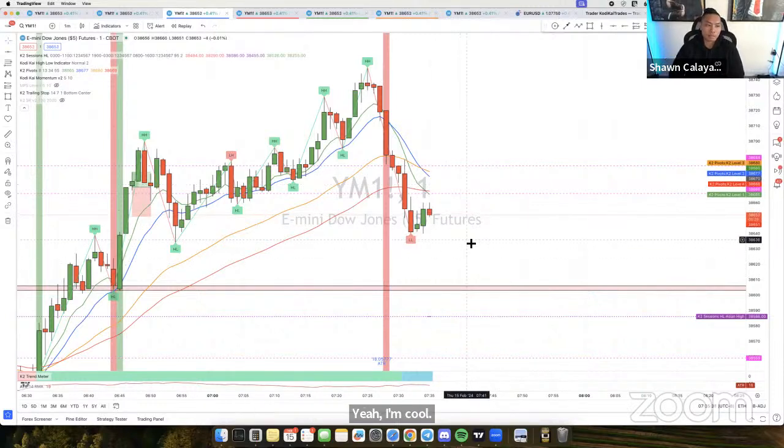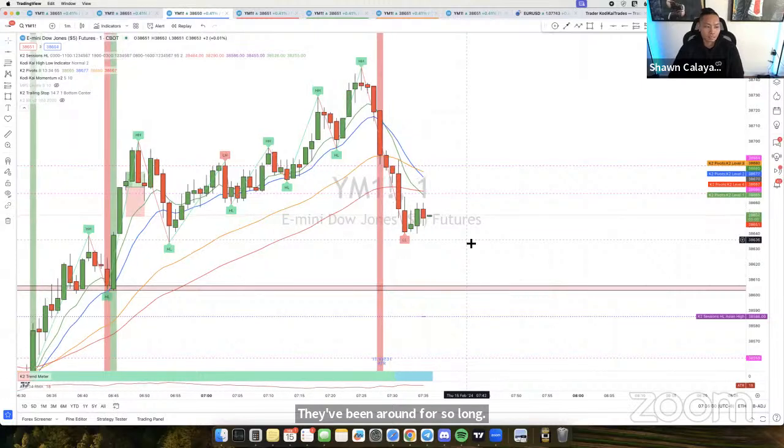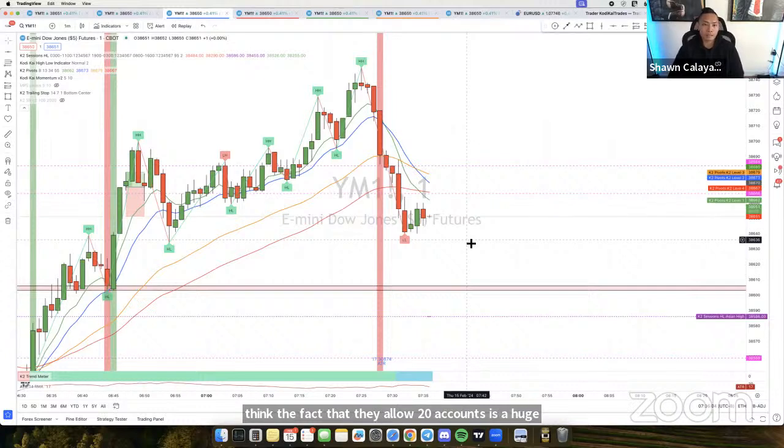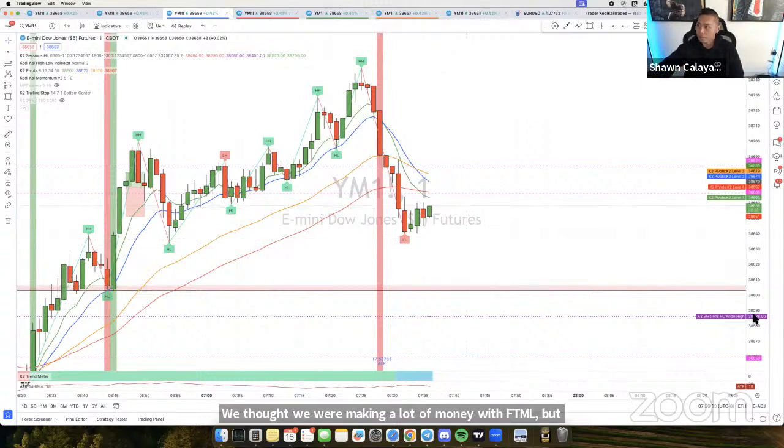I'd rather just stick with Apex. I'd rather build my relationship with Apex as one of their traders versus having to go to all these other companies, because for one, they pay out. People get paid out like same day. I've noticed the wire comes in pretty quick. They're reliable. They've been around for so long, and they allow 20 accounts. I think the fact that they allow 20 accounts is a huge game changer. We thought we were making a lot of money with FTMO, but now with Apex, it's a whole other level because there's so many accounts there.